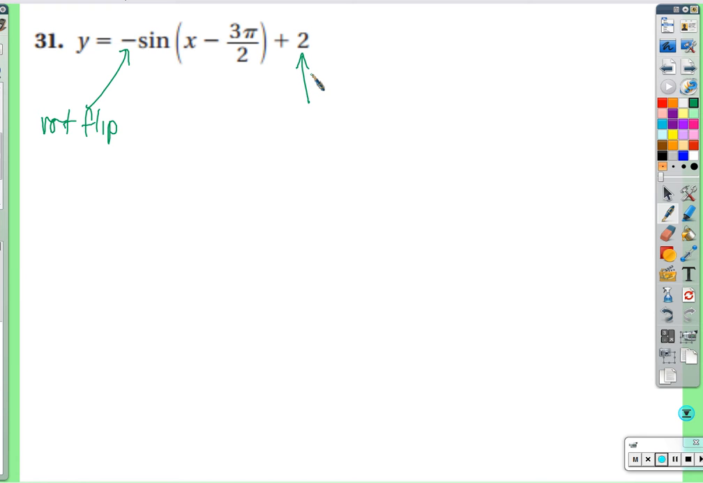The period moves to the right. This guy here moves it up two. Yeah, up two. And this makes it go to the right.